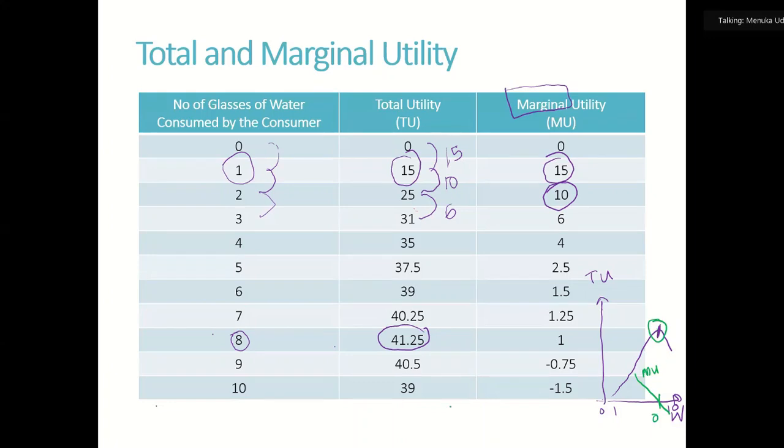So what do we mean by this term marginal utility? Marginal utility is actually the additional utility. If I draw this graph separately, you have total utility and the water glasses. That's the total utility. So what do we call that in mathematics? It's the slope. The slope of total utility is the marginal utility. So therefore, the slope of the total utility is actually the marginal utility function.